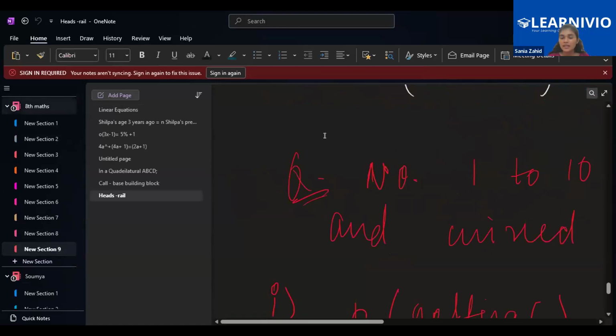Okay, so now, children, in the last class, we were doing probability, right? I started the lesson probability, data handling, and we have completed the first part. Now we will complete with the second part, right?